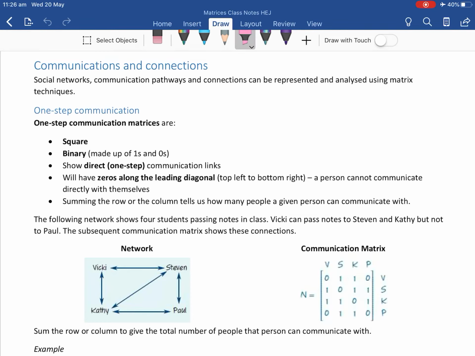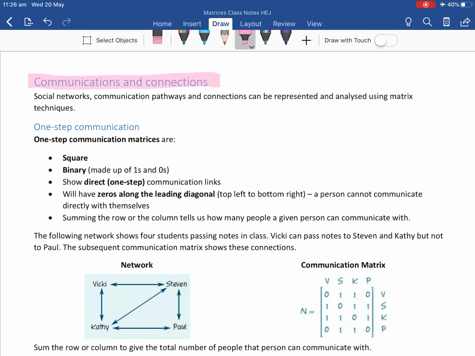Alright, so today we're looking at 5G communication matrices. So we're looking at communications and connections and how we can show those in a matrix. Social networks, communication paths and connections can be represented and analysed using matrix techniques. For a one-step communication, these are the guidelines that you have to go by.